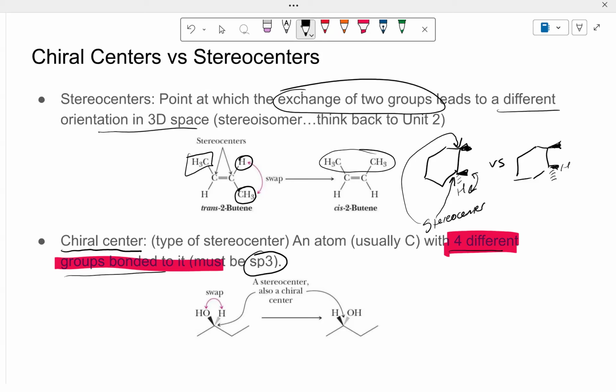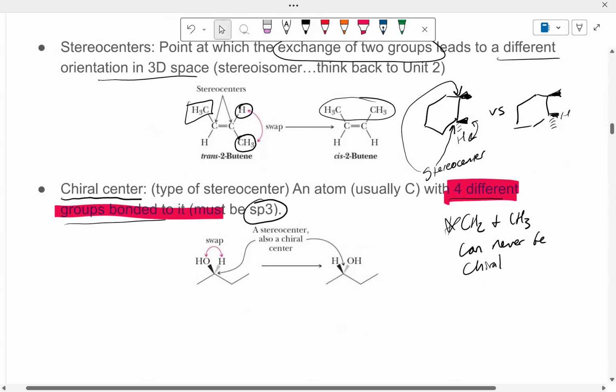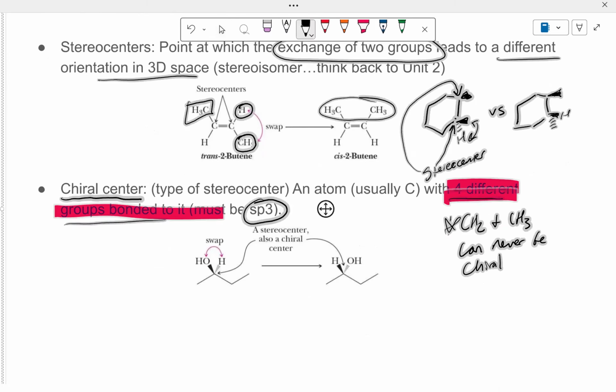And another thing to note, because it has to have four different groups, CH2s and CH3s can never be chiral, because CH2s have two hydrogens and CH3s have three hydrogens on them. So that's a little mental note to make, something you always want to keep in the back of your mind. So if we take a look at this compound drawn below, this alcohol here, focus in on this second carbon.